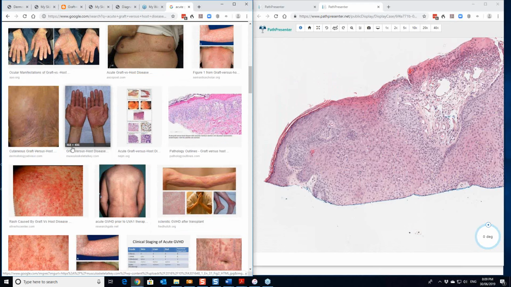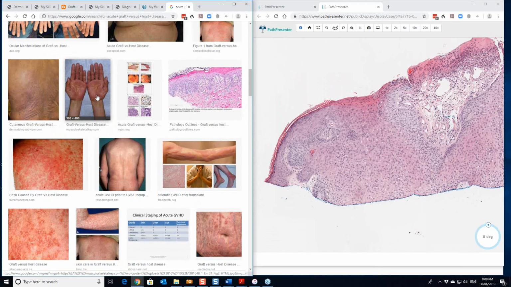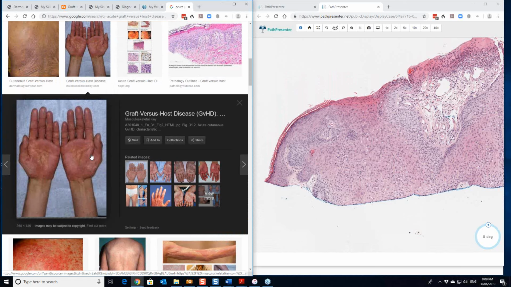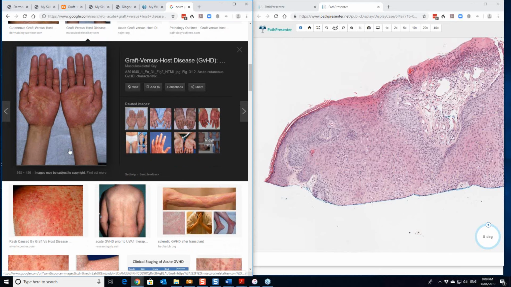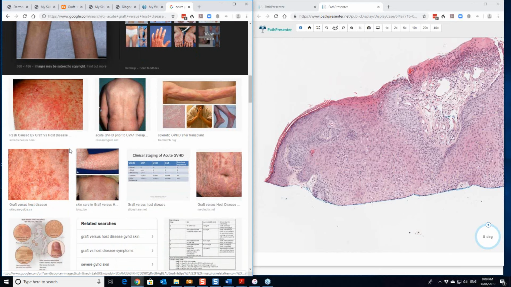If we look down, often changes in the palms of the hands as well. So you look at it and you're perhaps looking for target lesions in erythema multiforme, but you tend to get a palmar erythema, acute palmar erythema like this. Again, it can peel depending on the level of damage that you get to the epidermis.